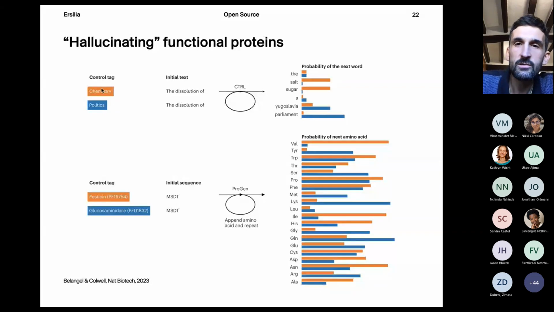If the tag is chemistry, a likely output is going to be salt and sugar. But if the tag is politics, a likely output can be Yugoslavia or Parliament, right? So by using these tags, we can kind of orient our machine learning model towards the type of predictions that we are really looking for or expecting, right?